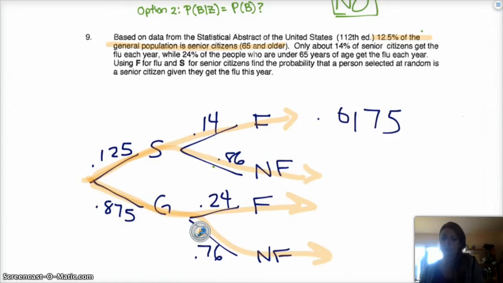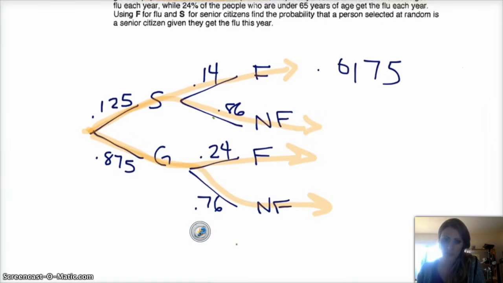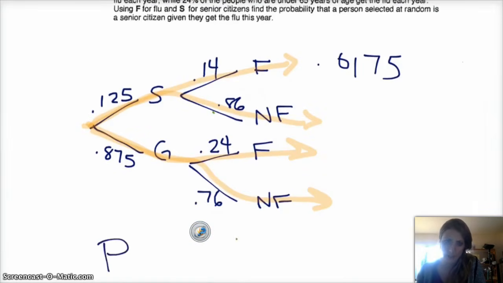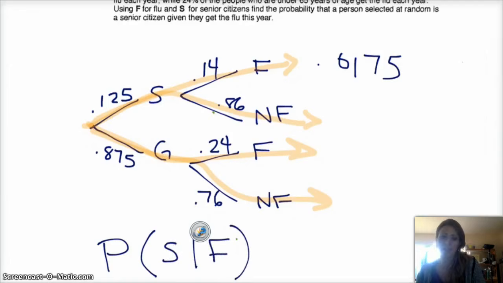And so it's asking us that a person selected at random is a senior citizen, given that they get the flu this year. Aha, it's a given problem. So we didn't actually need to make a tree diagram, I think. But that's okay. I made one anyways, just so that you can see that situation. But really what we're trying to figure out is the probability of them being a senior citizen given that they got the flu. Tree diagram might help. Let's just see what happens.